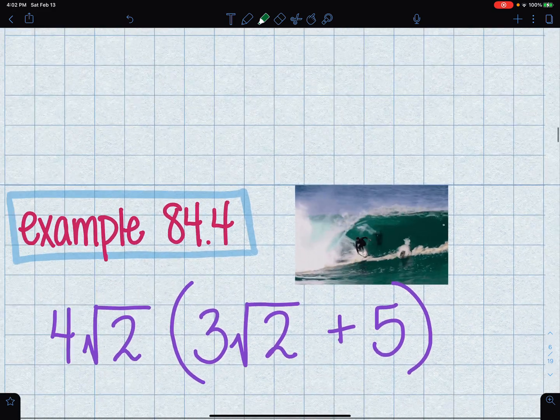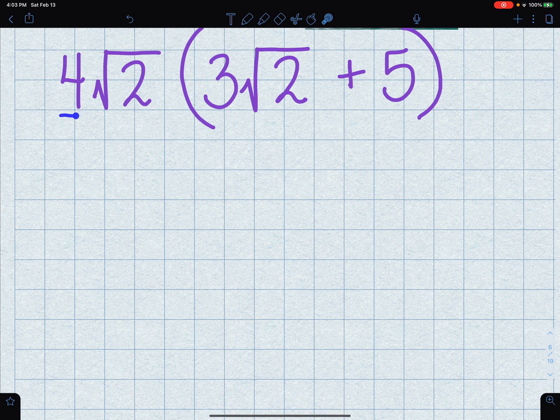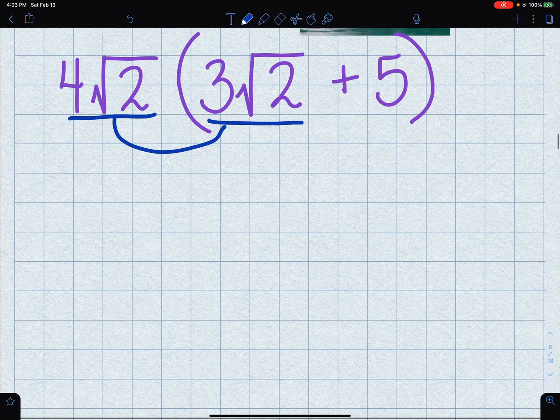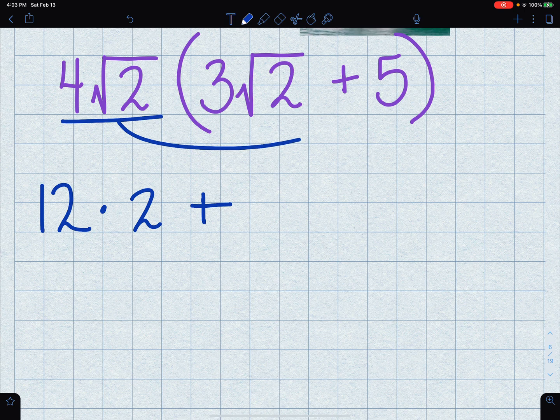Okay, let's do example 84.4, and it's basically another one where we're going to have to use the distributive property, this times this, plus this times this. Okay, so let's just multiply it out. First, this times this. So I'm going to get 12 because I just multiplied the coefficients, 4 times 3, and then square root 2 times square root 2, which I'm just going to simplify right now because there's 2 of them. So it's just going to end up being times 2. 12 times 2. And then we add to that this second part, which is going to be this times this.